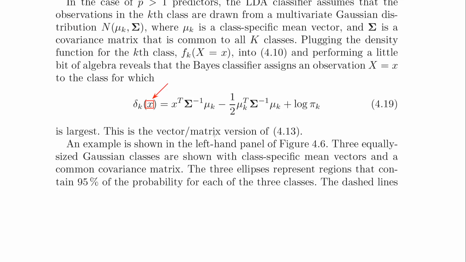But you give it your input characteristics. So, for example, it depends on what you're modeling, right? Whatever. And then for each class, you will calculate delta k of x. The class that gives you the largest delta k of x will be the class into which you will classify the observation with the x characteristics.